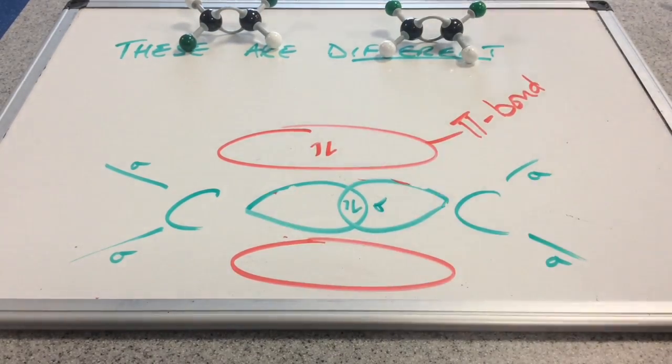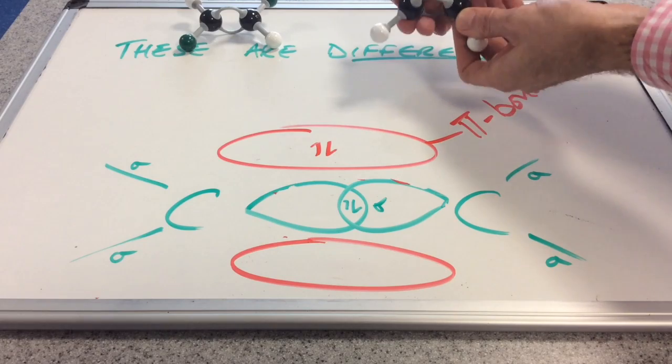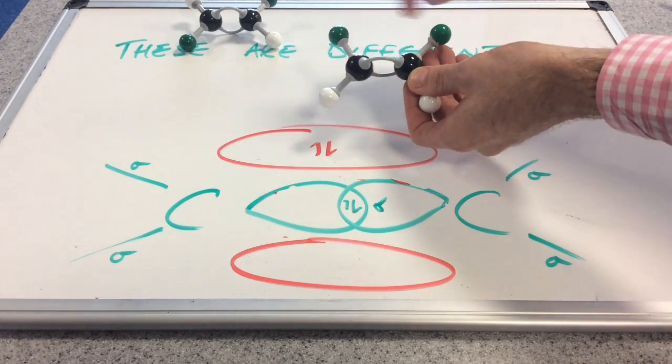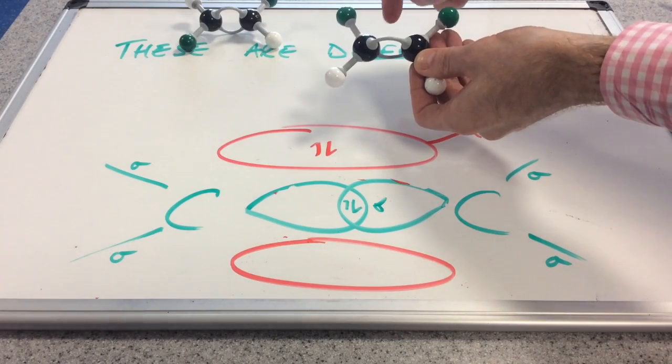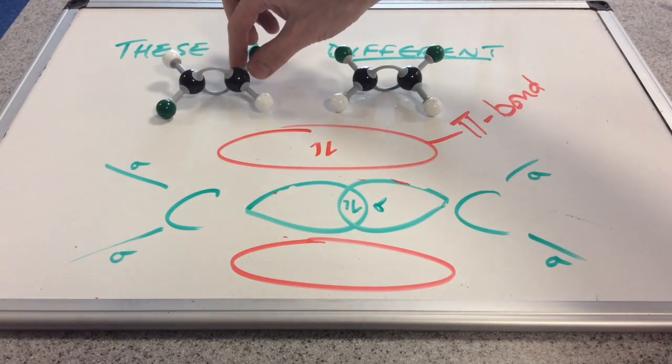This type of covalent bond is called a pi bond, and essentially it locks these two carbon atoms in space, and so we can't, like we could before with the carbon-carbon single bond, we can't rotate these two green atoms round, and so this is different to this one.